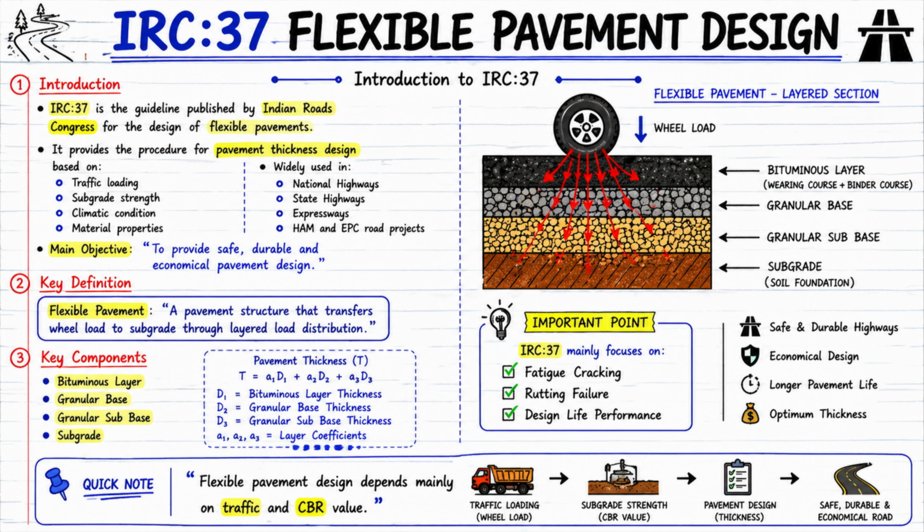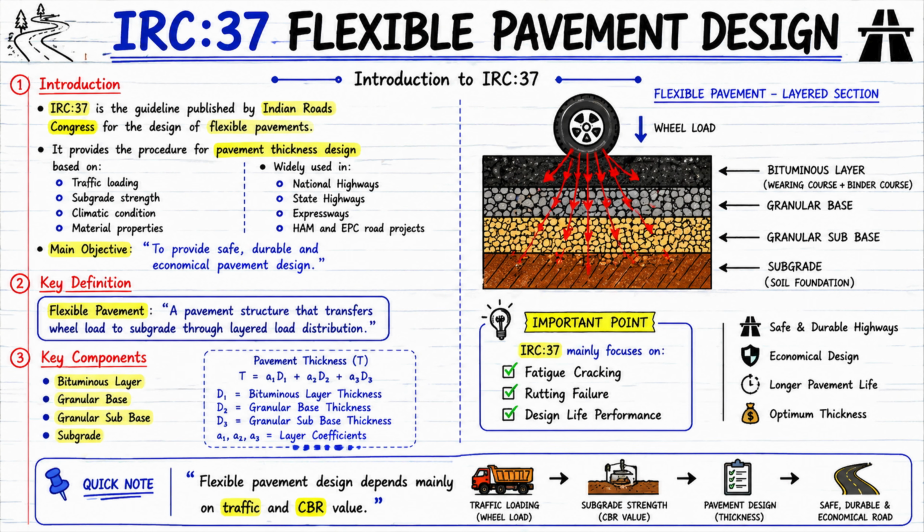Climatic condition. Now the third factor, climatic condition. Rainfall, temperature, moisture variation. All these directly affect pavement performance. Now imagine, if water infiltration starts in the pavement, then first of all the lower layers will be weak. And that's where pavement deterioration will start.